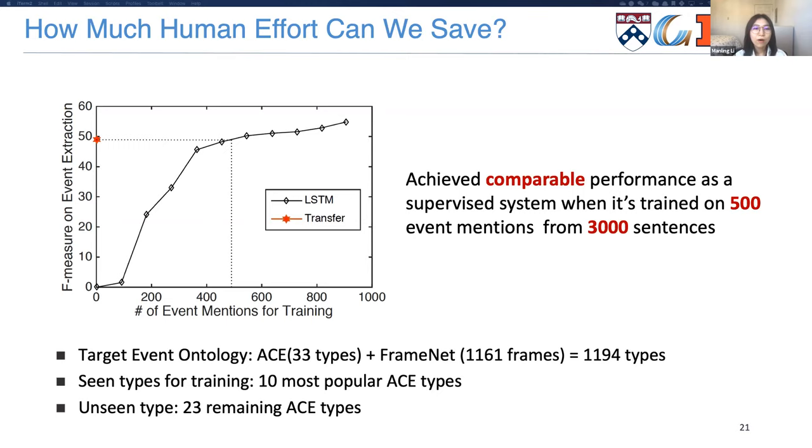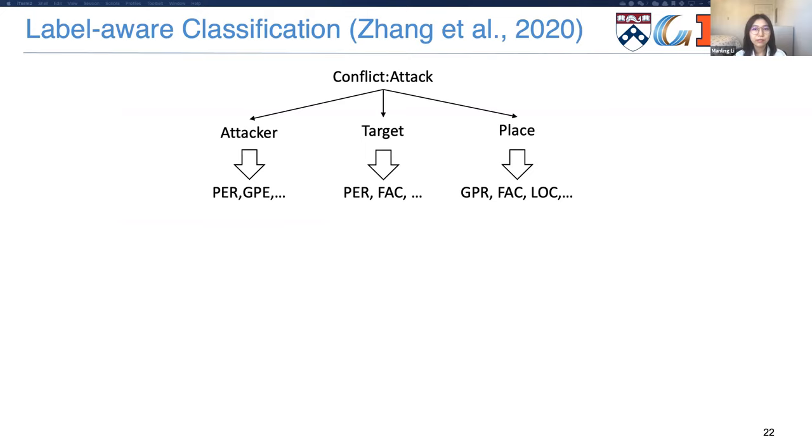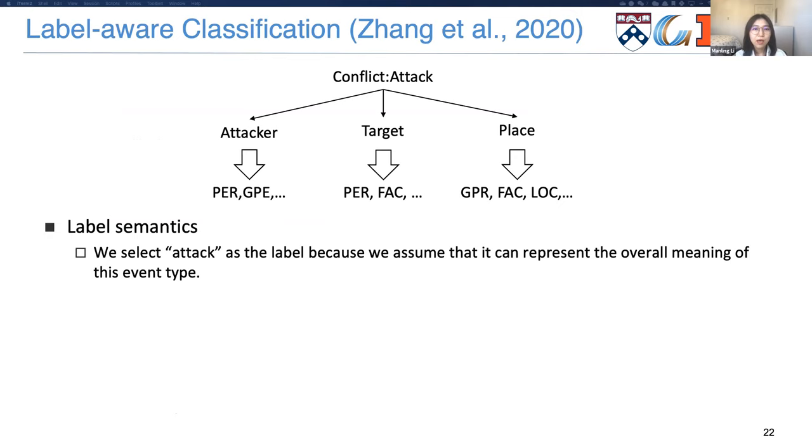However, event type is not the only informative part of event definition. There are also definition sentences and also a set of argument roles and the entity type constraints for each role.